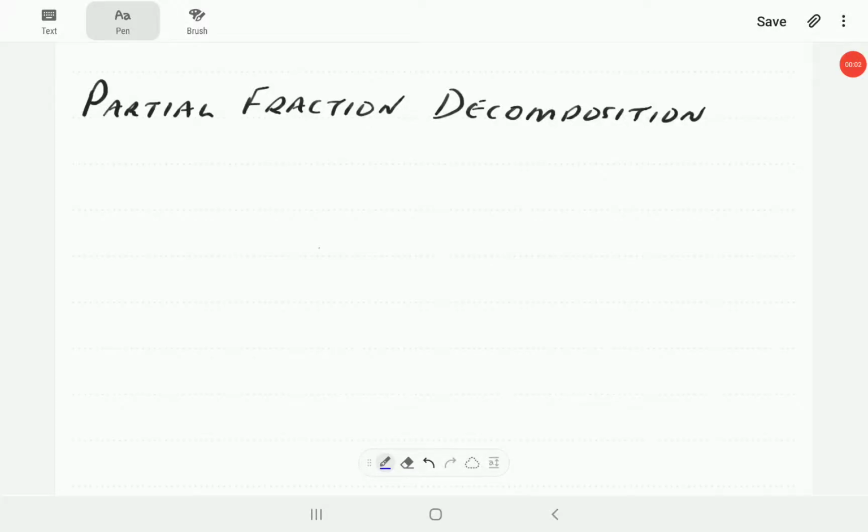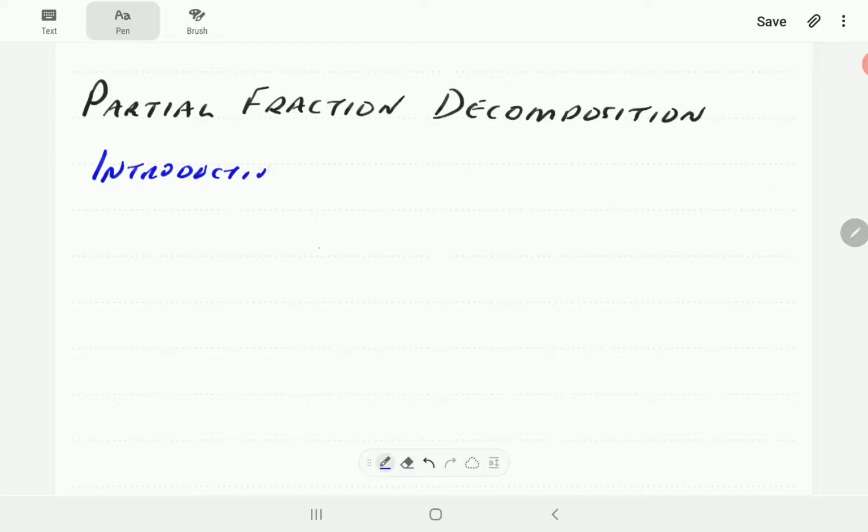Okay, in this video we are going to do an introduction to partial fraction decomposition. So the main aim for this video is to establish the rules and the principles of how to properly set up partial fractions. So let's go into it.